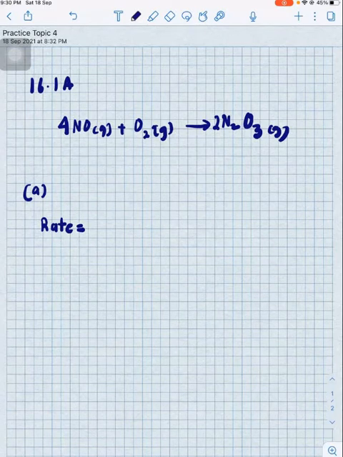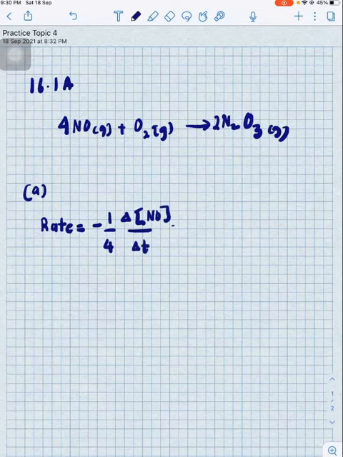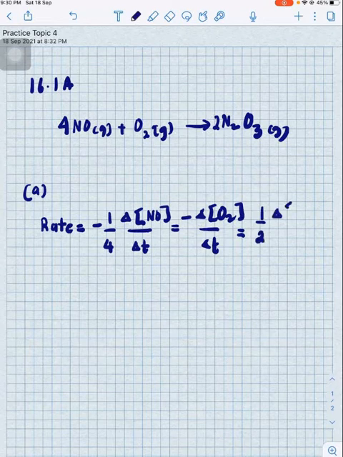Negative 1/4 delta [NO] over delta T equals negative delta [O2] over delta T equals 1/2 delta [N2O3] over delta T. Okay, thank you, Jiha. So that's the correct rate expression.